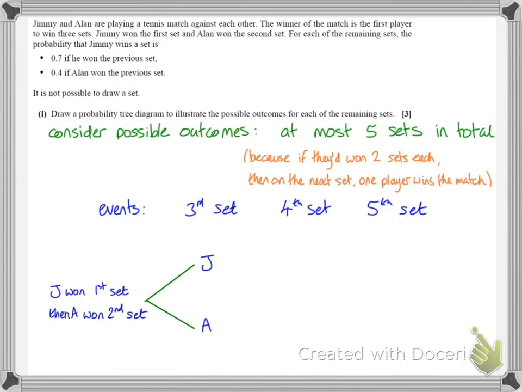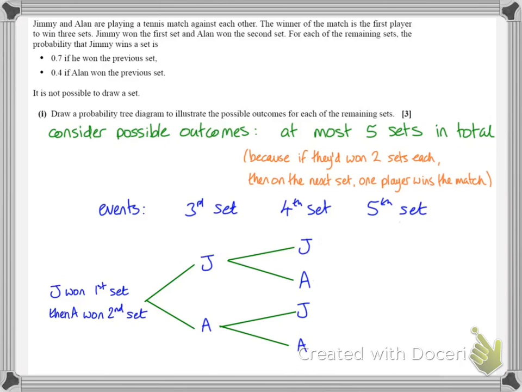So we'll have, for the 3rd set, it could be won by either Jimmy or Alan, and I'm going to use J for Jimmy, A for Alan. Then after that, if we follow along this branch, we've got Jimmy could have won, and then if they play again, it could be Jimmy or it could be Alan. And if we go along the other branch, then that's where Alan won the 3rd set, and then it could be Jimmy or it could be Alan.